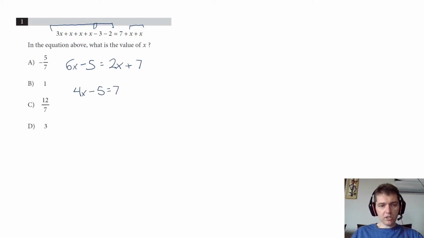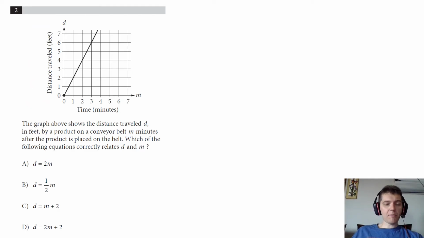Add 5 to both sides, and we'll leave you with 4x is equal to 12. Divide both sides by 4, and that leaves x is equal to 12 divided by 4, which is equal to 3. That is your answer, and it's here as D.